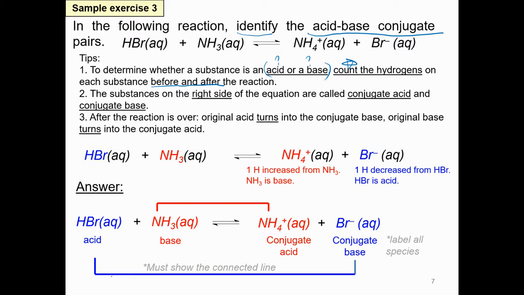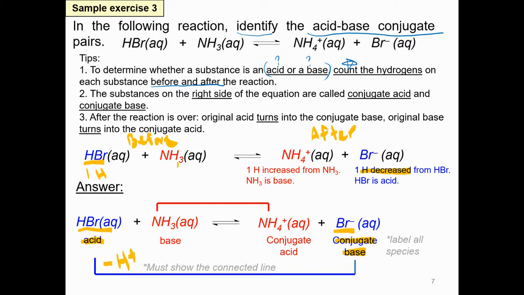Now we do one by one. Let us look at hydrogen bromide first, HBr. Before, after. Before, here has 1 hydrogen. After that, 1 hydrogen is decreased, meaning that from HBr to Br minus, 1 proton is donated. When we donate a proton, it means it is acid. So the pair will be conjugate base.